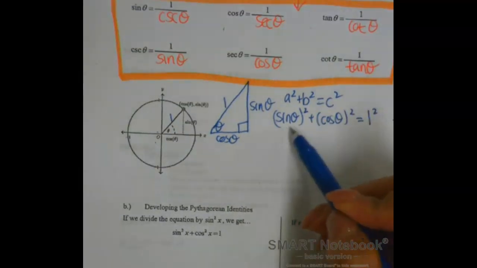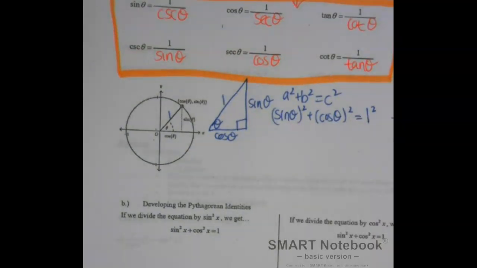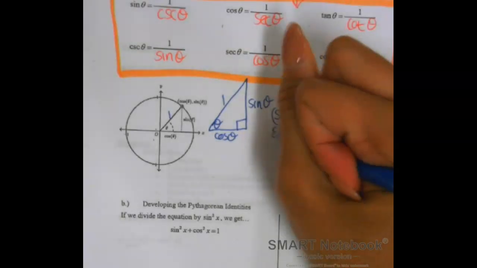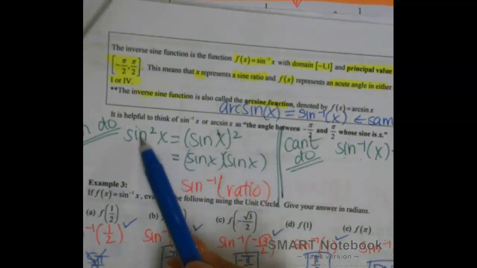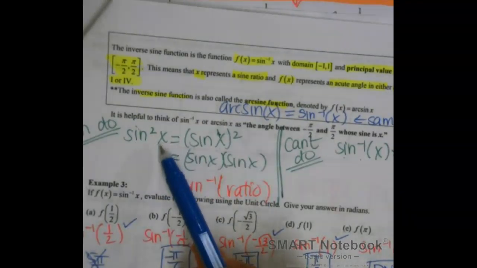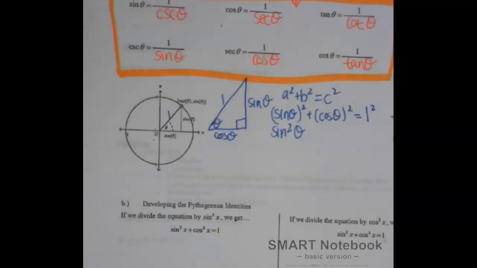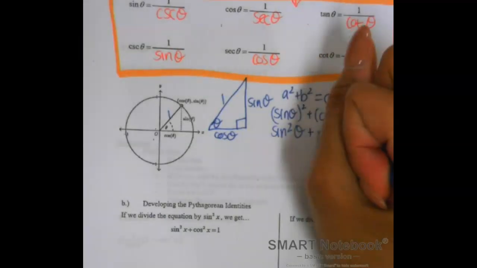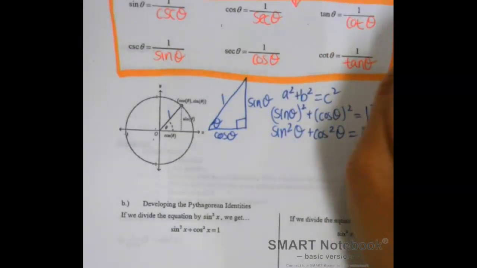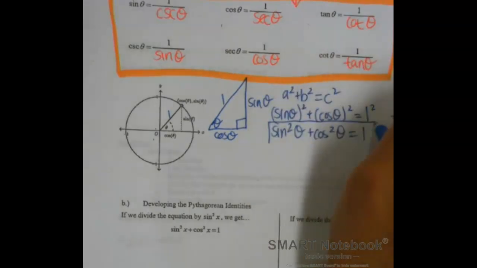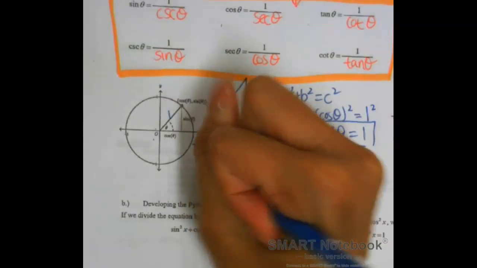What's another way I could rewrite sine of theta squared? It's like I've talked about it already, which I have. When you have sine of some angle squared, you can rewrite it as sine squared x. We did this on the inverse functions packet, very first day. So it's the exact same thing. Does that mean that I could write cosine as cosine squared theta? Yep. And then 1 squared, of course, is 1. This right here is your Pythagorean theorem identity.